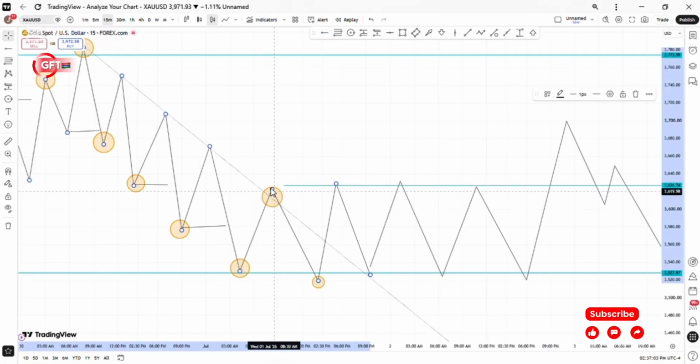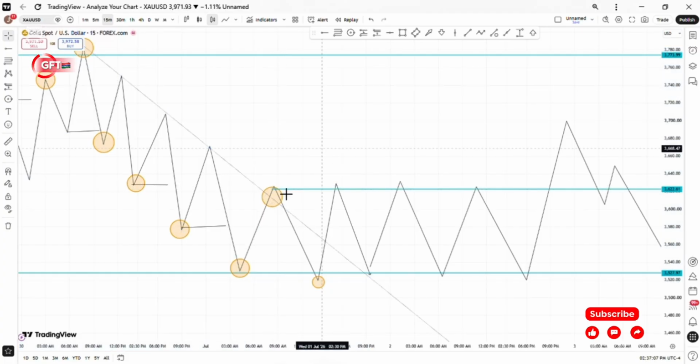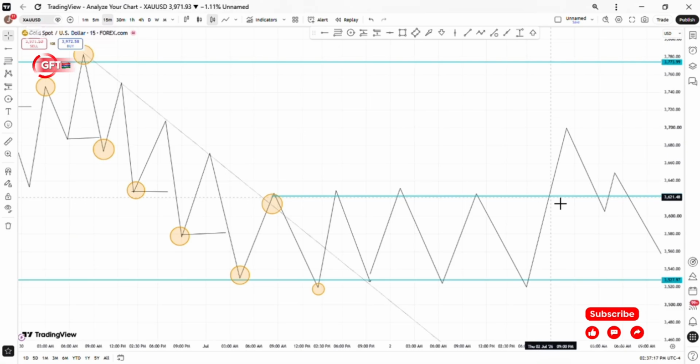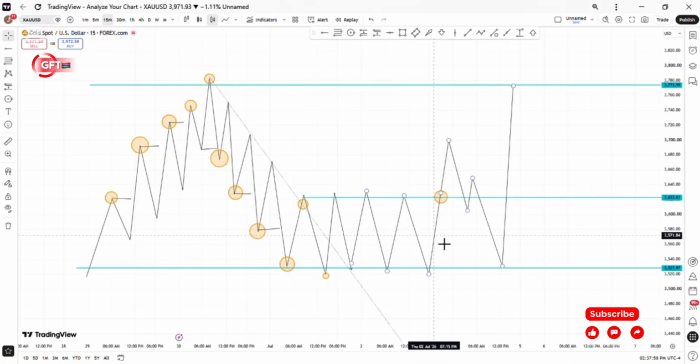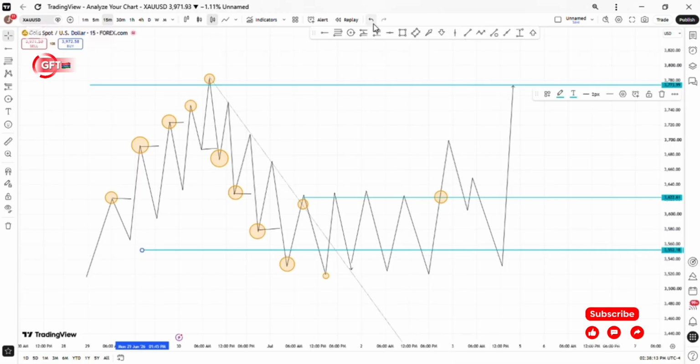Like this. You have resistance here and you have support here. But the moment price breaks this resistance, we are looking for a buy setup now. Do we buy here directly? No. We don't buy here directly, but we wait for price to come back here and give us our confirmation. Once we have our confirmation, then we push. I will teach you about confirmation later.